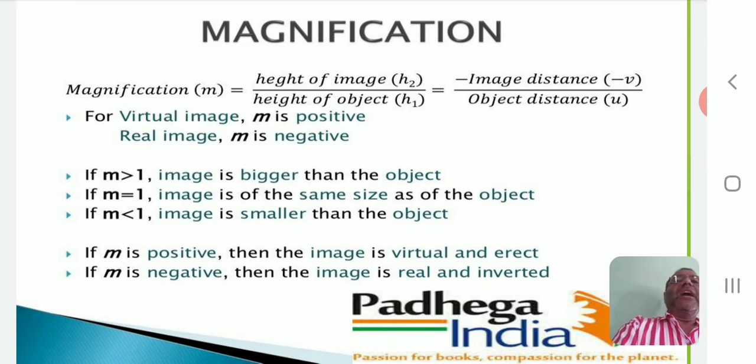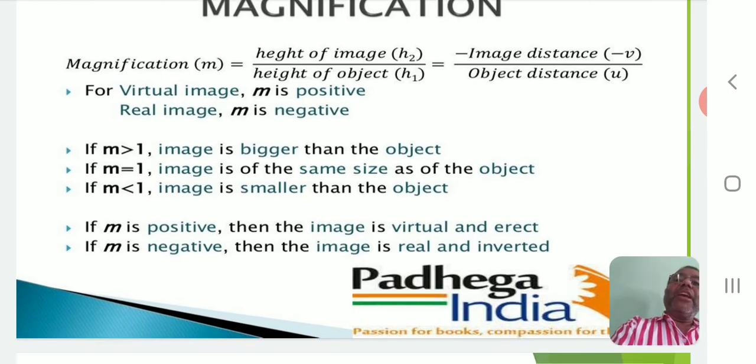So first one is, when we take the ratio of height of image upon height of object, it gives magnification value m. Likewise, minus v upon u also gives the value of magnification. So very clear, if we are getting m greater than 1, the image is bigger than the object. If m is less than 1, the image is smaller than the object. If m is exactly 1, the size of the image and the size of the object are equal.